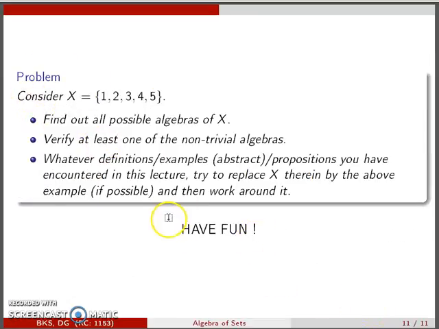Now, here is a set of problems. Consider X to be some arbitrary set, say 1, 2, 3, 4, 5, and you can find all possible algebras of X. Whatever you have learned in definitions, examples, abstract examples, and propositions, replace X and try to work it out. Thank you.